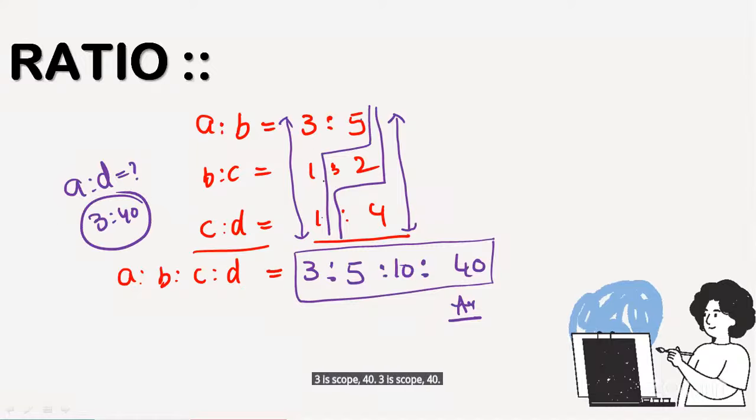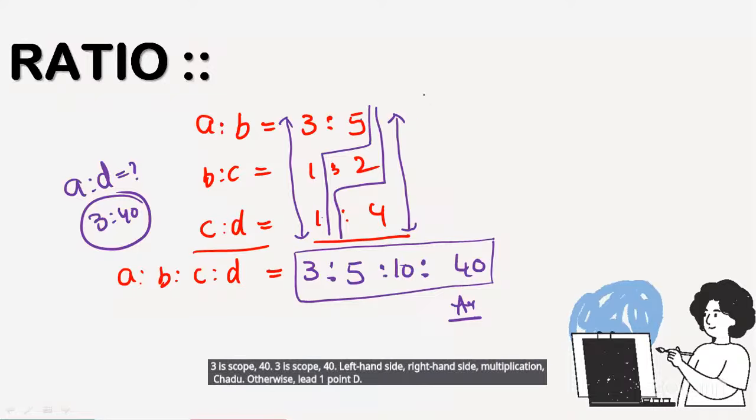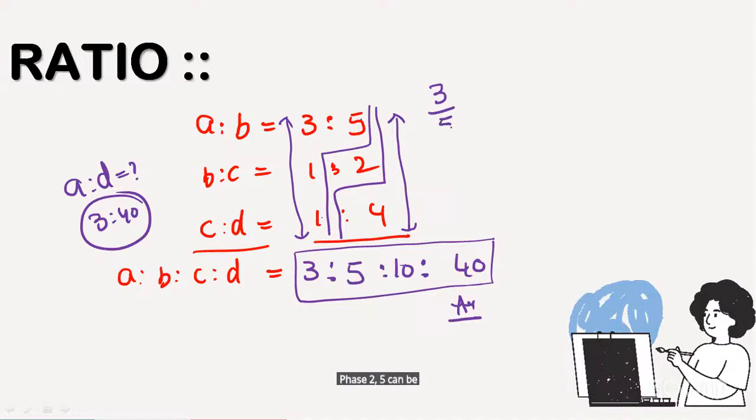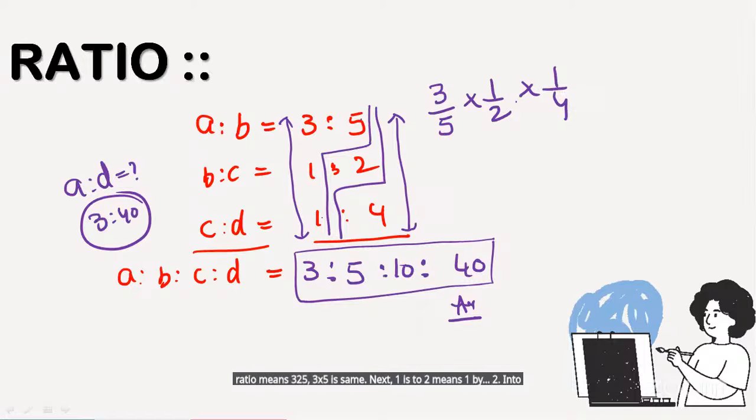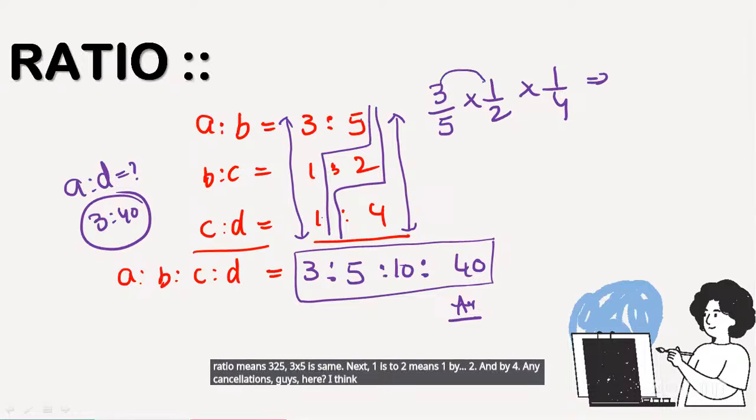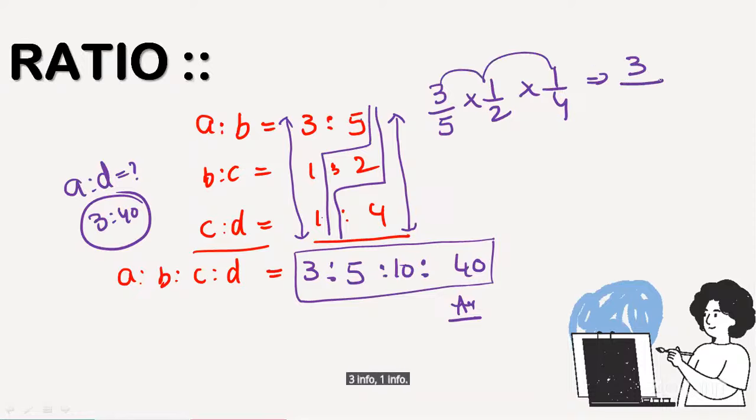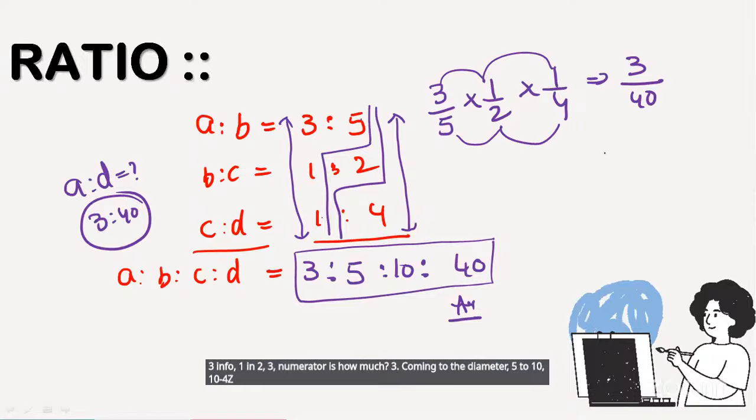There is no need to do all of them here; multiplying the left hand side and right hand side is enough. Can 3 is to 5 be written as 3/5? 3 is to 5, or A is to B, or A by B, the ratio is the same: 3 is to 5 is 3/5. Next, 1 is to 2 means 1/2, into 1/4. Any cancellations, guys? I think no cancellation. 3 into 1 into 3, the numerator is 3. Coming to the denominator, 5 2s are 10, 10 4s are 40. 3/40 means 3 is to 40, guys. Okay?